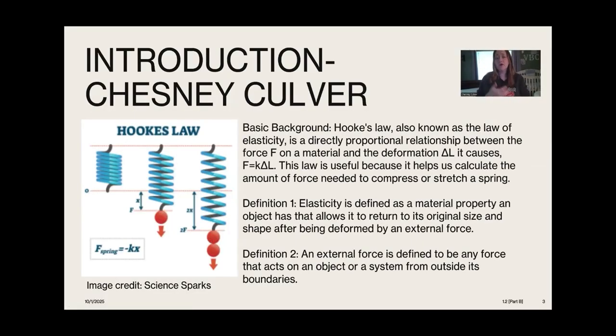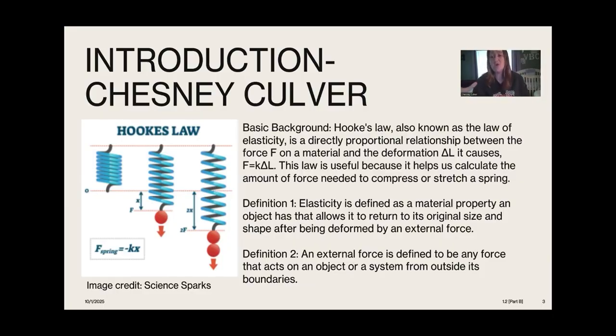So basically, Hooke's law, also known as the law of elasticity, is super important in physics. Hooke's law is a directly proportional relationship between force, which we're going to call variable F, on a material and the deformation, aka delta L, that it's going to cause. Hooke's law can be written as an equation: F equals K times delta L.